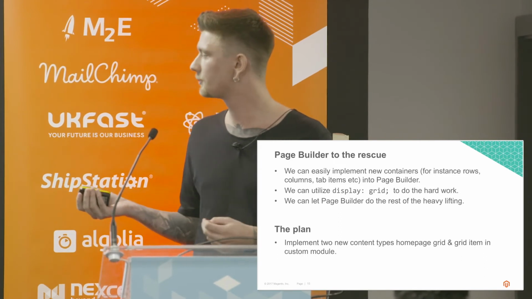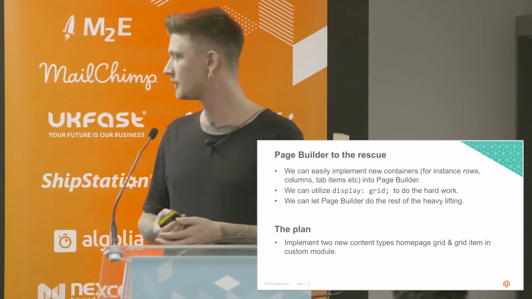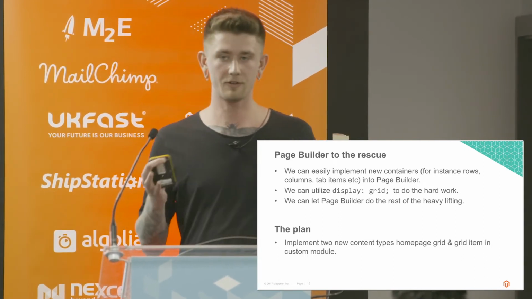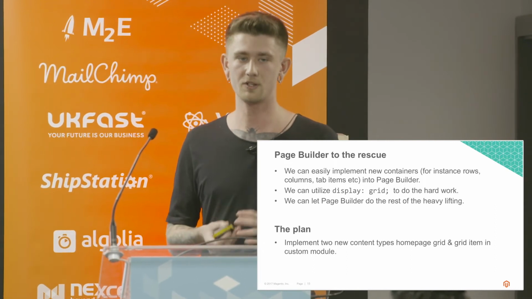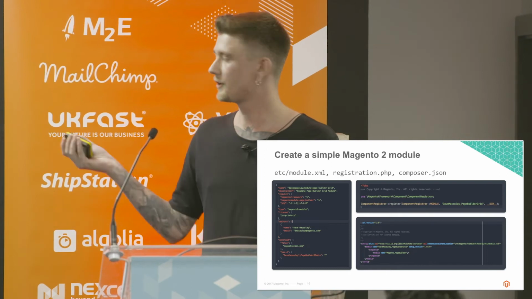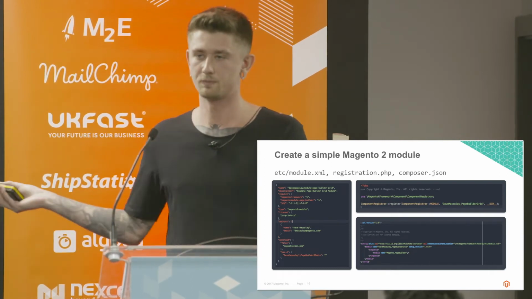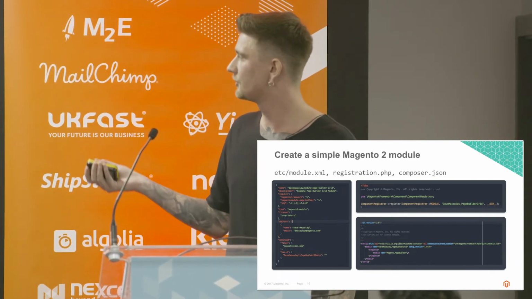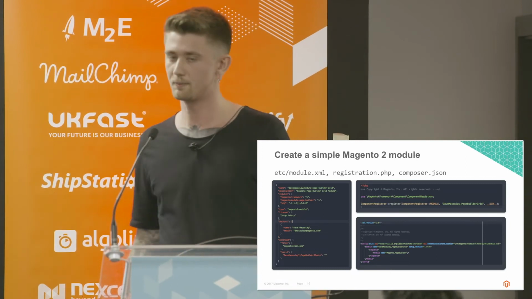So the plan is we're going to implement two new content types. One for the homepage grid, the outer content type, and then the internal homepage grid items that will contain the other content. So firstly, we need to create a simple Magento 2 module. This is pretty basic stuff. Your etc module registration and composer JSON.